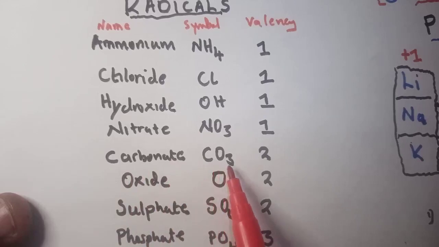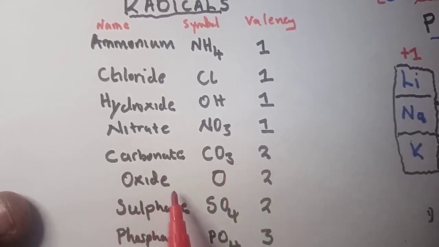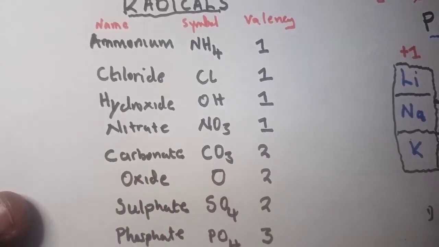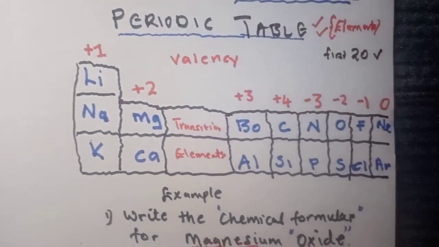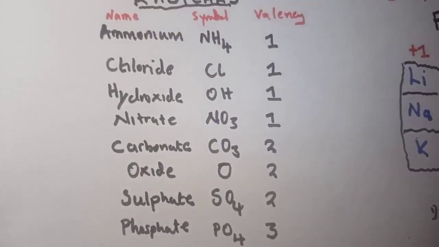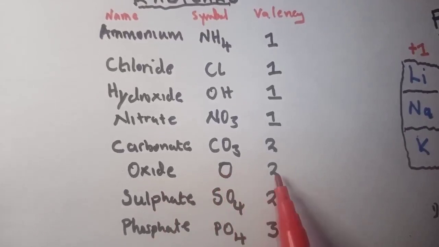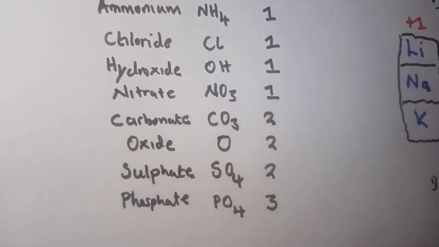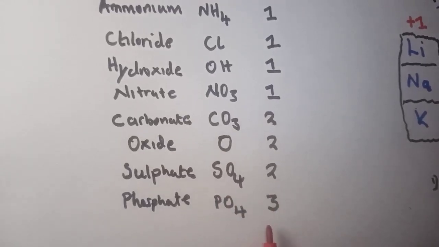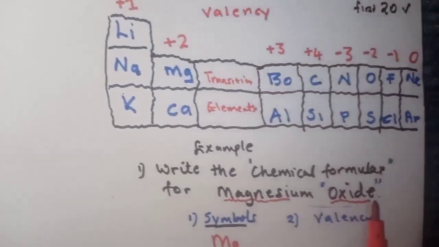Carbonate, CO3, valence 2. Oxide, seen oxide. We couldn't find oxide on the periodic table, but it's under what we call the radicals. Oxide is represented by the letter O and has a valence of 2. Sulfate is represented by SO4 and has a valence of 2. And you have phosphate, which has a valence of what? 3.